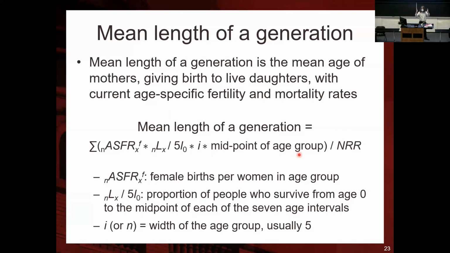For the age group 20 to 24, the midpoint is going to be 22, right? 20 plus 24 divided by 2, okay? By getting this information, all this here is similar to the net reproduction rate. But now we multiply by the midpoint of the age group and divide by the net reproduction rate. That will give us the average age in which women are having their daughters. If they're having it at younger or older ages, we can analyze by estimating this.